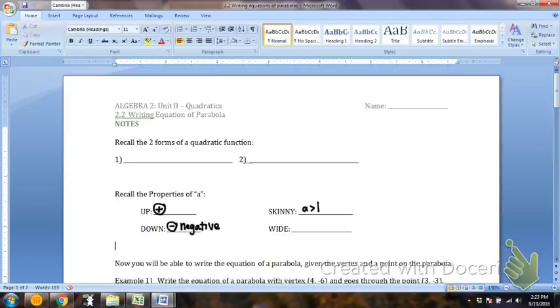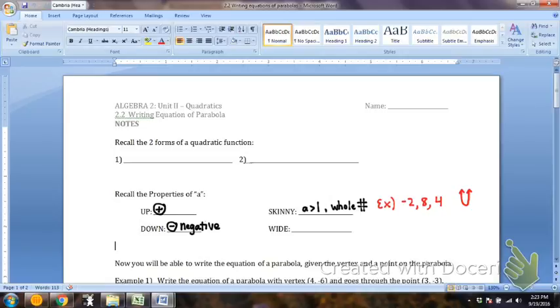Another way to look at this is if it's a whole number. It can be positive or negative. So even though it says A is greater than 1, it can be negative, but when we think about this, we're talking about whole numbers. For example, if A is negative 2, if it's 8, if it's positive 4, anything that's a whole number is going to make your parabola skinny or narrow. Very narrow like this, okay?